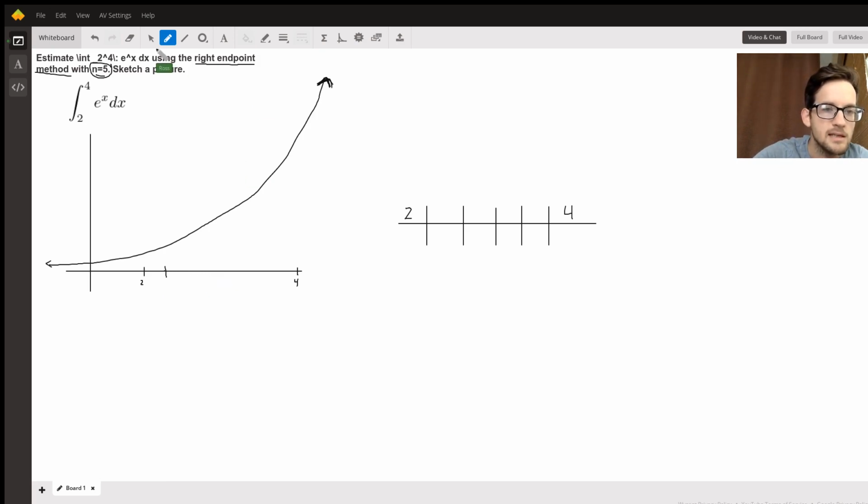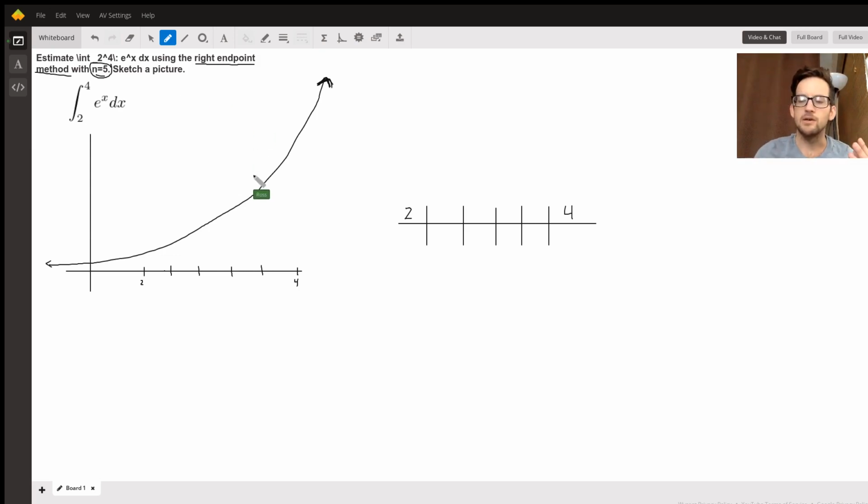That's not quite right. That means I'm going to need to draw 4 little lines here, kind of spaced evenly. And only 4 lines because that's going to give me 1, 2, 3, 4, 5 intervals. So I've broken the 2 to 4 up into 5 different pieces.